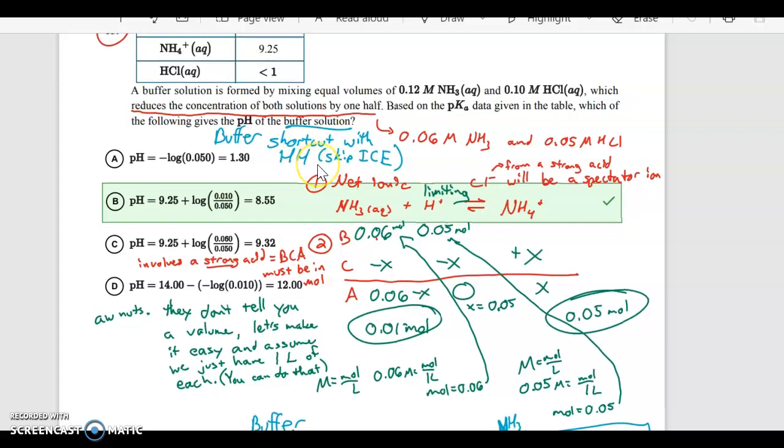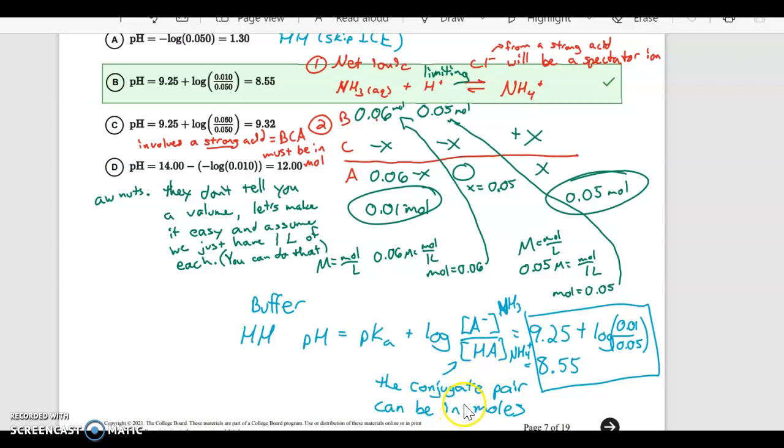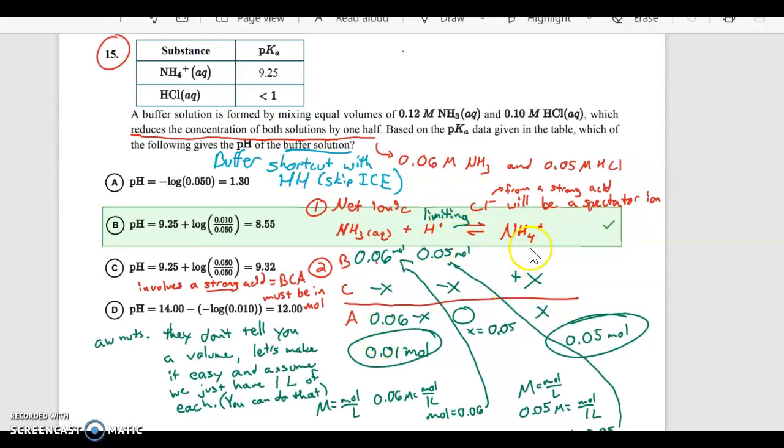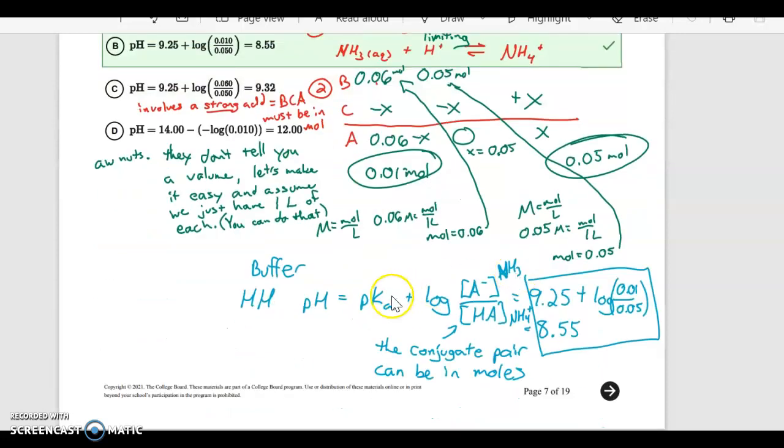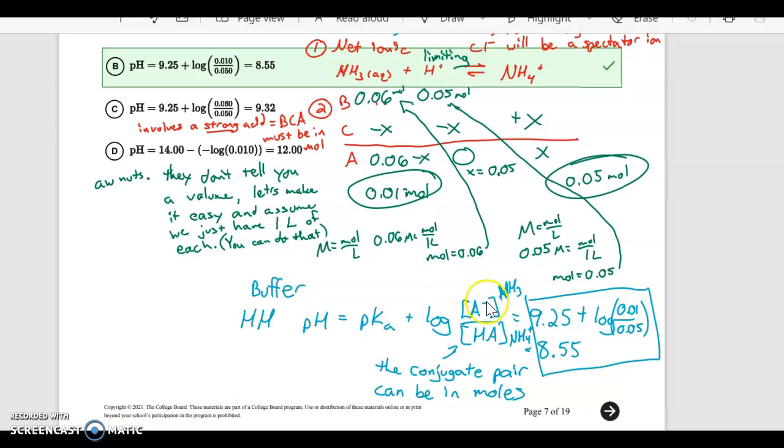And in that Henderson-Hasselbalch equation, you could use moles. And so Henderson-Hasselbalch, pH equals pKa plus the log of A minus over HA. Nice, they gave you the pKa for this substance. That's the one that you use. It's the 9.25, and plus the log of A minus. That's the conjugate base, the NH3. So you have 0.01 moles on top, and you have 0.05 for the conjugate acid on the bottom. And if you do the math, it comes out to be 8.55. And that matches up exactly with this.